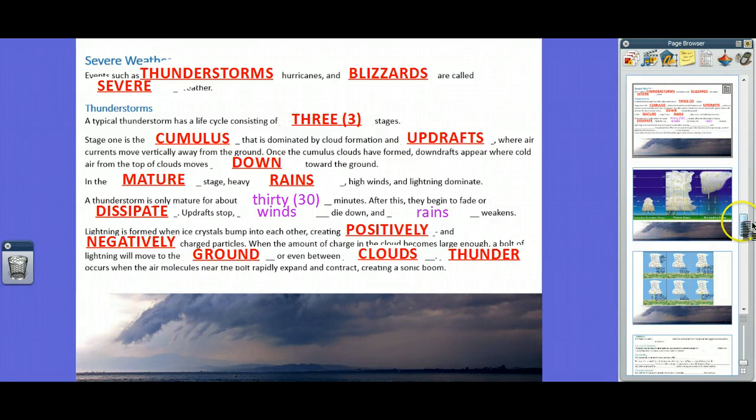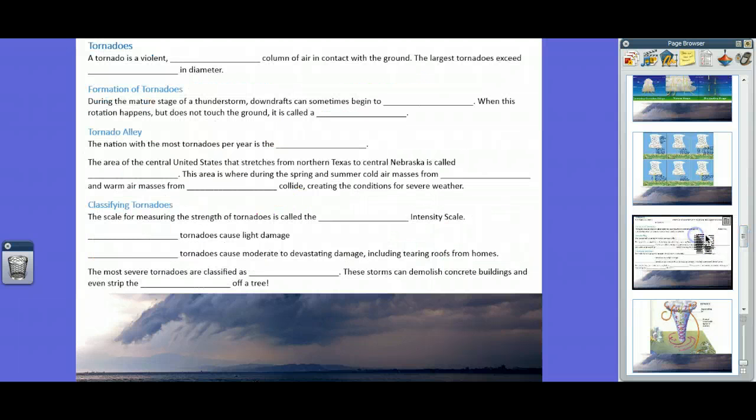So that's thunderstorms. Now, within thunderstorms, we'll have tornadoes. And a tornado is a violent vertical column of air in contact with the ground. The largest tornadoes and the most powerful ones will exceed more than 1,500 meters, or a kilometer and a half, or about a mile in diameter. Now, this is how tornadoes form: during the mature stage of a thunderstorm, downdrafts can sometimes begin to rotate. As they're coming down, they start spinning. They might get wrapped up in warm air also. When this rotation happens, that's when we start having tornadic activity.